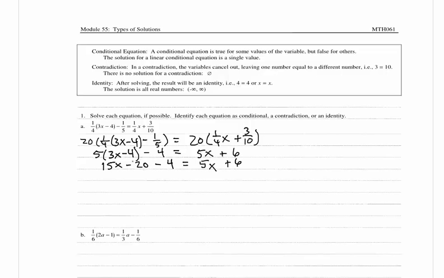And now I'm going to combine my like terms on the left side of the equation. So I have 15x minus 24, and that's equal to 5x plus 6. And now I'm going to subtract 5x from both sides of the equation and add 24 to both sides. So I have 15x minus 5x is 10x, and I have 6 plus 24 is equal to 30. And now I'm going to divide both sides by 10, and I get x is equal to 3. And we have one solution, so our equation is conditional.